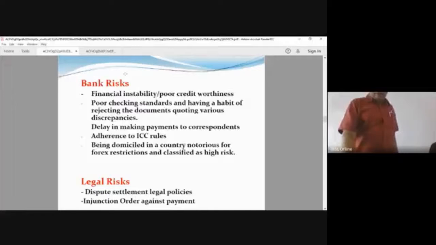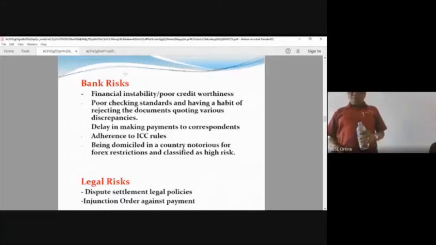What do you mean by injunction? What is injunction? A court order relating to payment. A court order preventing payments. Good.